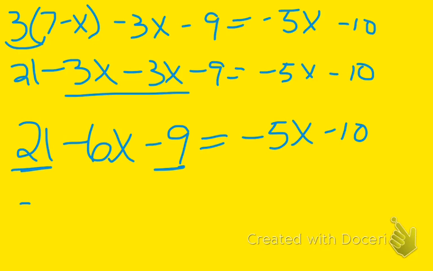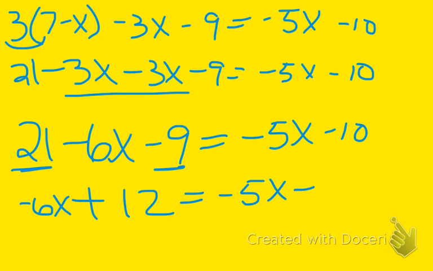Yes. Negative 6x. Plus or minus? Minus. Why is it minus? Because we have the minus signs there. But this minus... But that's a pot. Yes, that 21's bigger. Yeah. So it's plus 12 equals negative 5x minus 10.